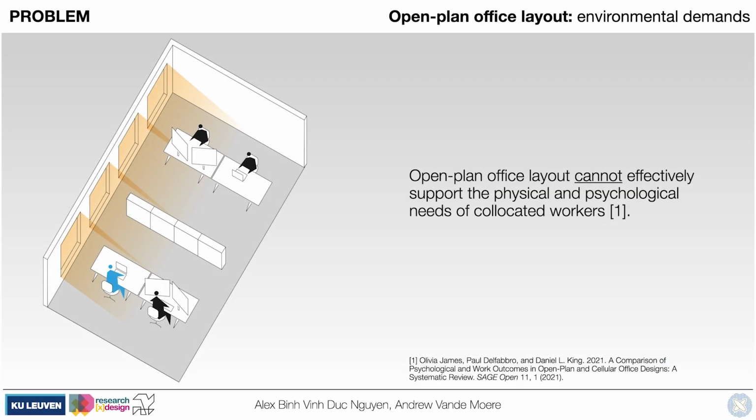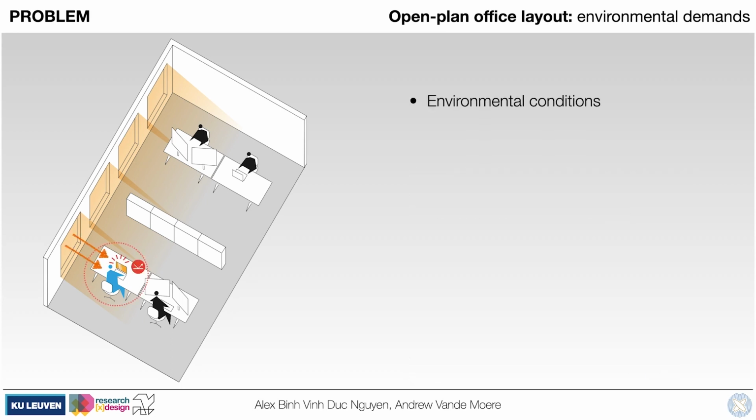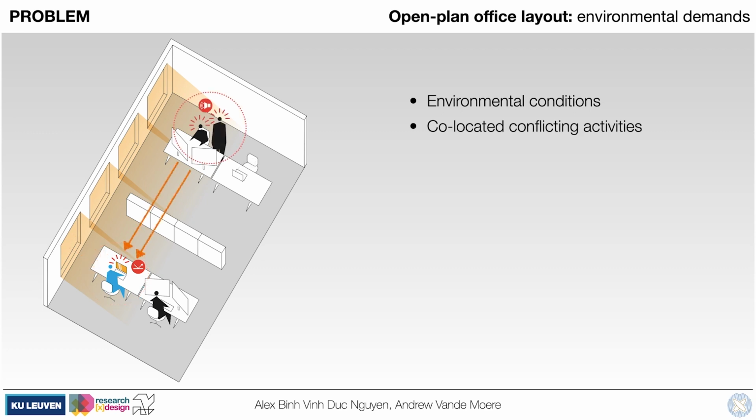It is known that open-plan office layout cannot effectively support the needs of collocated workers. This is firstly because of a lack of control on environmental conditions. Imagine you are trying to focus on writing a paper, and the automatic sunshade opens, creating glare on your laptop. Then your colleagues start having a discussion, distracting you from your focus. Now your supervisor suddenly wants to have a video conference, making you become the disturbance for everyone in the office.